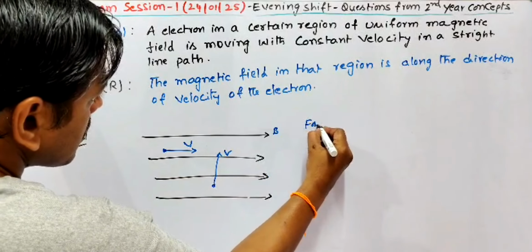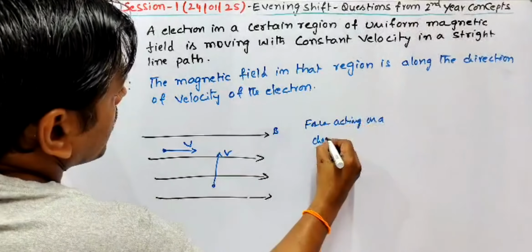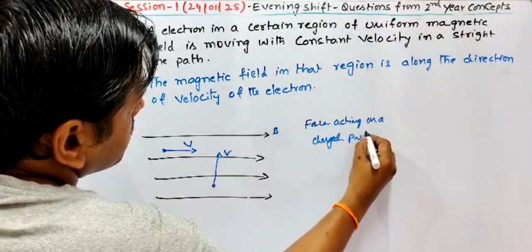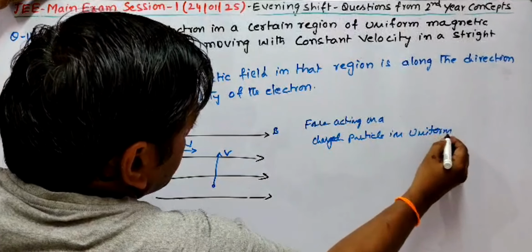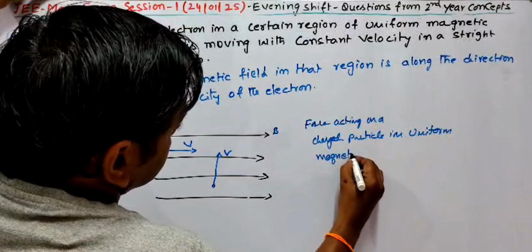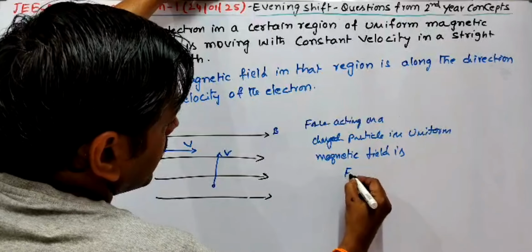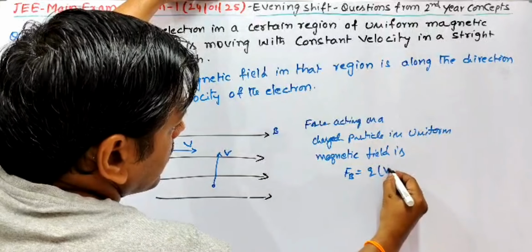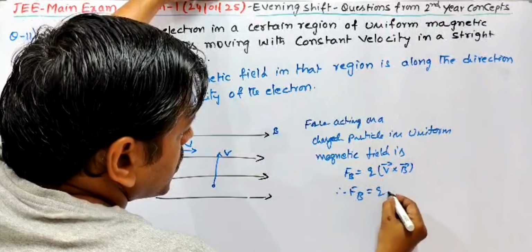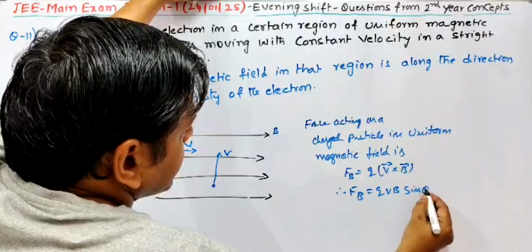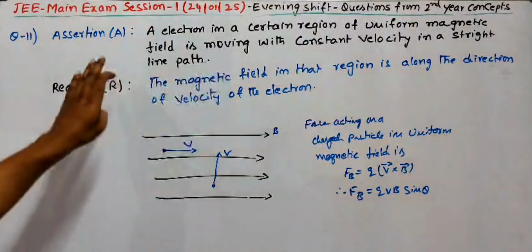So force acting on a charged particle in uniform magnetic field is Lorentz force. F_B is equal to what? q into v bar cross B bar, which is equal to what? F is equal to qvB sine theta. Okay, right. The magnetic field, this is the assertion.